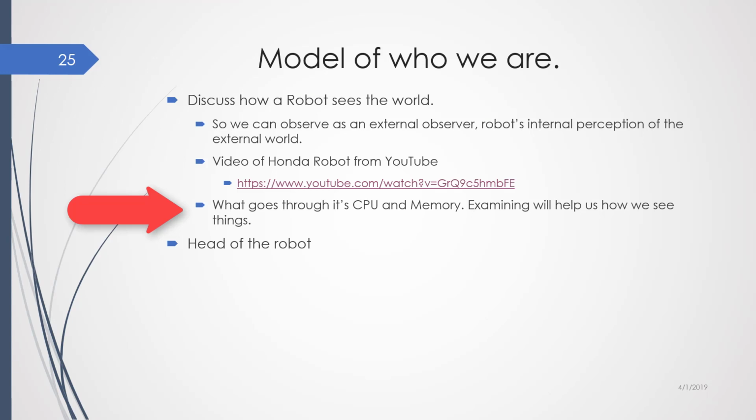Guys, if you see how the robot walks or climbs a stair in the video, what goes through its brain, its CPU and its memory? Examining this info will help us to understand how we see the things. Now understand that the way we have consciousness is not the same as a robot has consciousness, but we can assume that it does. Really, it does not matter for our discussion purposes, but let us assume that the robot is conscious of its memory and what passes through its CPU.